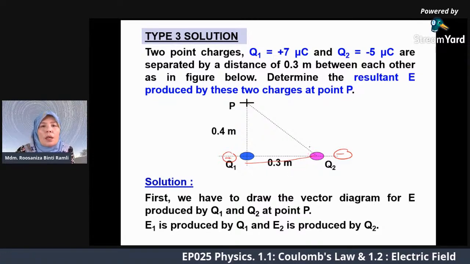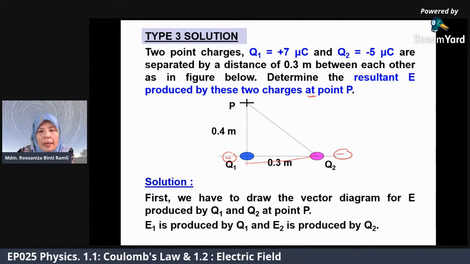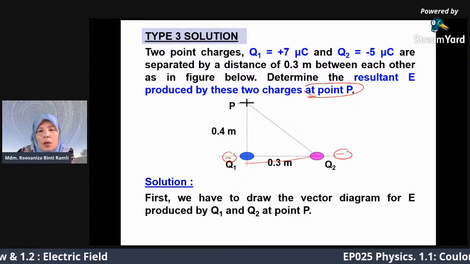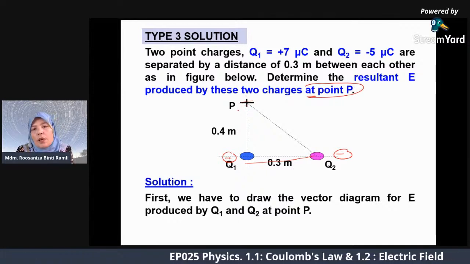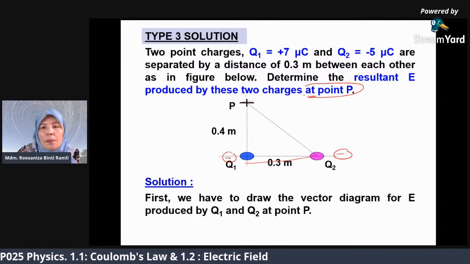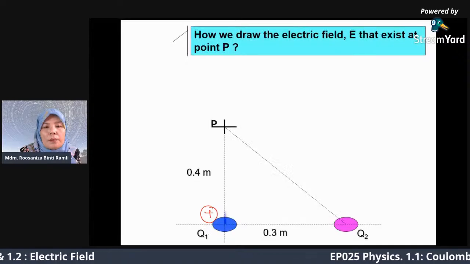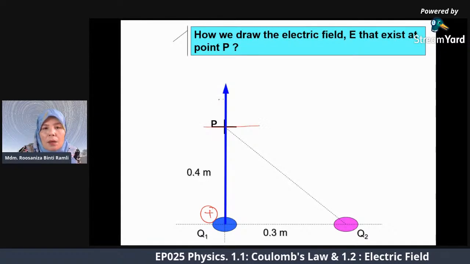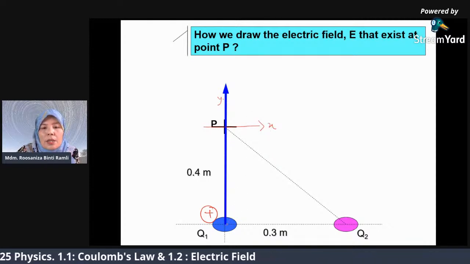To solve the problem about the electric field, you have to find it at point P. Different from force, where you find it on the charge, for E you have to find it at point P. So at point P, you have to draw the axes, the y-axis and the x-axis, and then draw the direction of E.